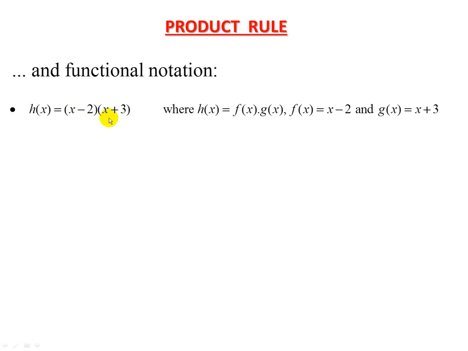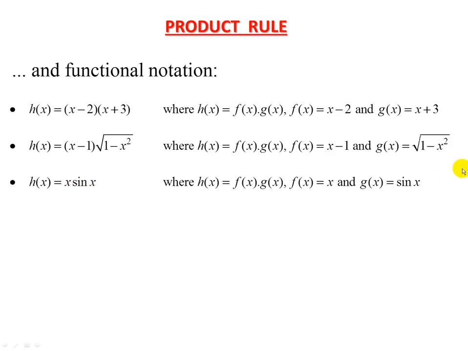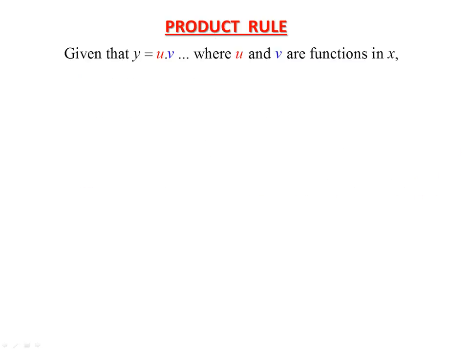There's your f of x, there's your g of x. x minus 2, x plus 3. Same thing there. f of x, g of x. f of x, x minus 1, g of x, the square root of 1 minus x squared. Be careful. When we talk about differentiating that, remember that that is a composite function. You'd need the chain rule to differentiate that. x sine x. f of x is x, g of x is sine x.